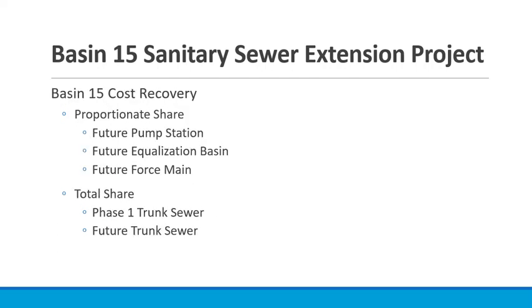Again, as noted, the proportionate share for the shared infrastructure, that being the pump station, the equalization basin, and force mains that would ultimately serve Basin 15 and Basin 34, will be developed, and then combined with the total share of the Basin 15 trunk sewer cost for both phase 1 and all future cost, divided by the overall service area of Basin 15 to develop that preliminary Basin 15 cost recovery amount.